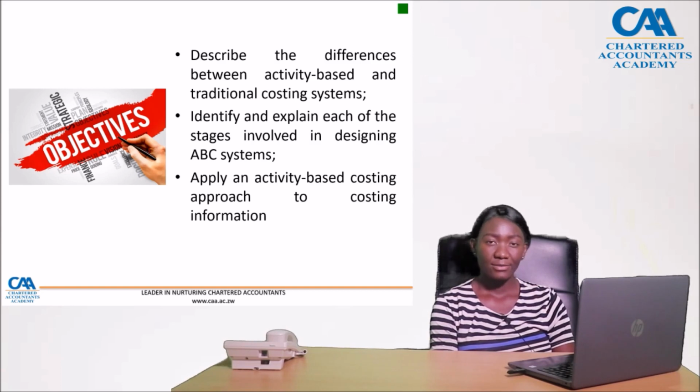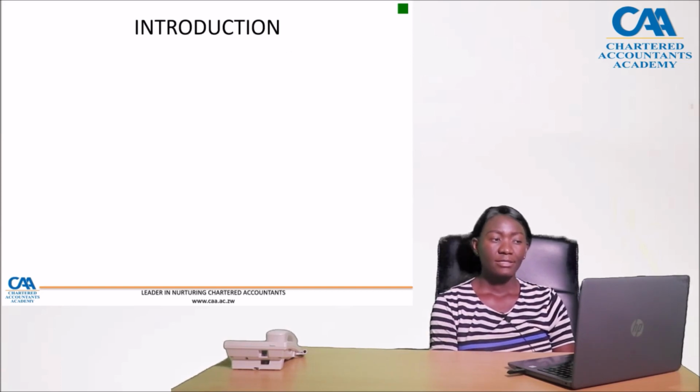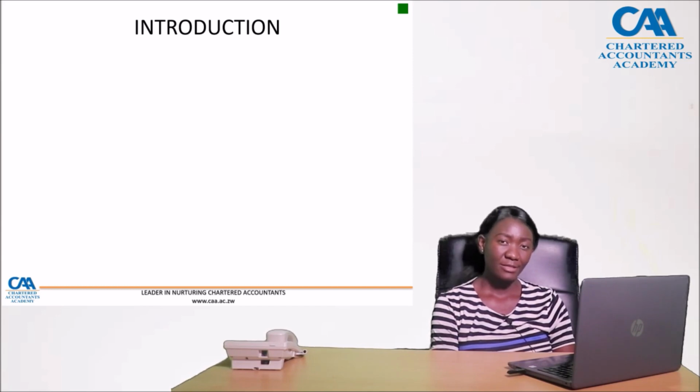So now let's discuss what is activity-based costing. Activity-based costing is simply an extension of absorption costing. For absorption costing, I'll refer you back to the video lecture on inventory costing. That lecture on inventory costing is a detailed explanation of absorption costing.